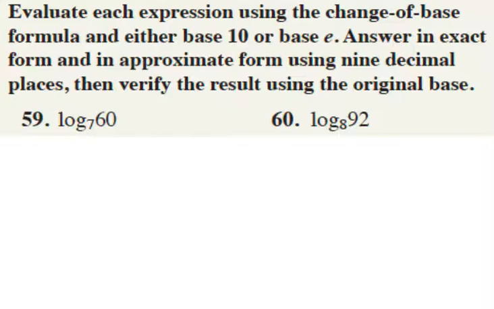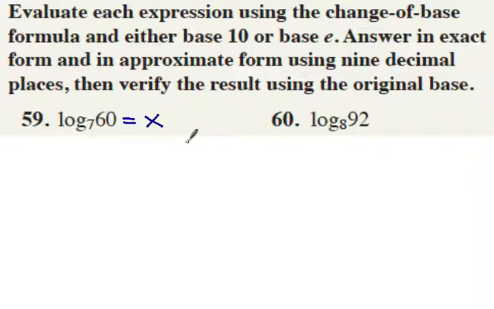So obviously inside your calculator you have two options. You've got log base 10 or log base e, which is your natural log. And so if we want to convert into anything else, we need to figure out how to do that. And so if I'm trying to figure out what log base 7 of 60 is, I know that that's some unknown value.